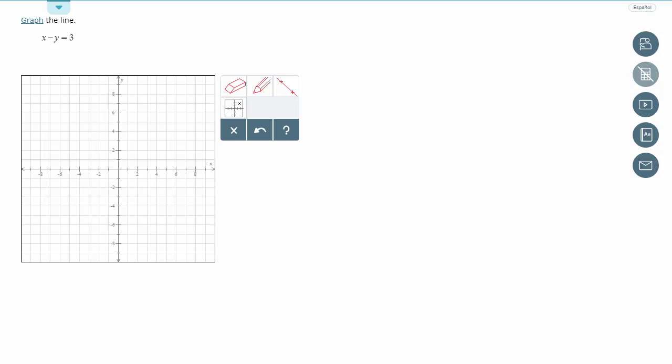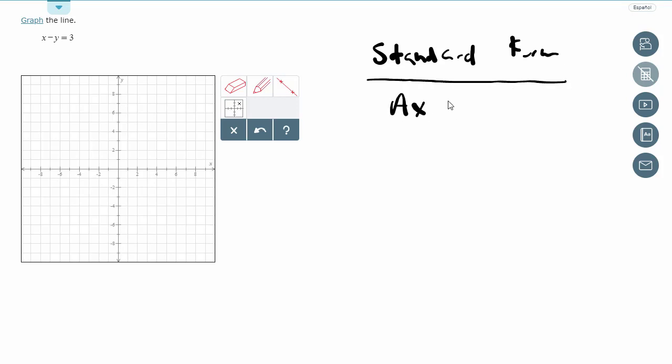We're going to learn to graph a line whose equation is in standard format. First thing I want to do is go over what is standard form. And standard form is simply something that looks like this. It's an equation that has this format.